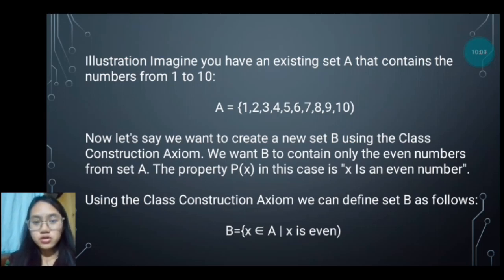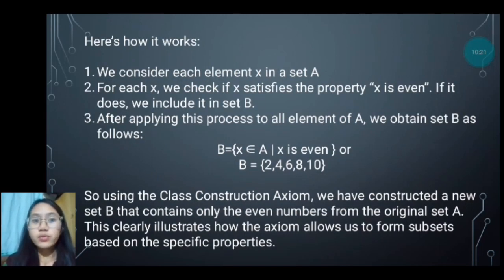Using the class construction axiom, we can define set B as follows: B is a set containing X, where X is an element of A, such that X is even. Here is how it works. We consider each element X in set A. For each X, we check if X satisfies the property: X is even. If it does, we include it in set B.